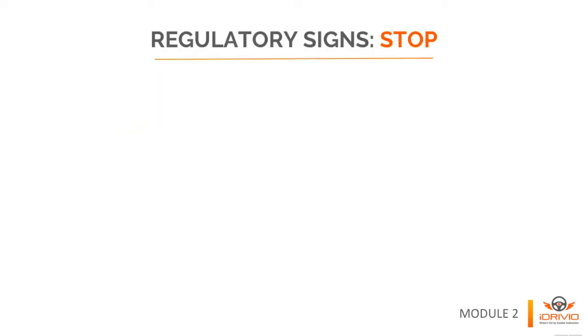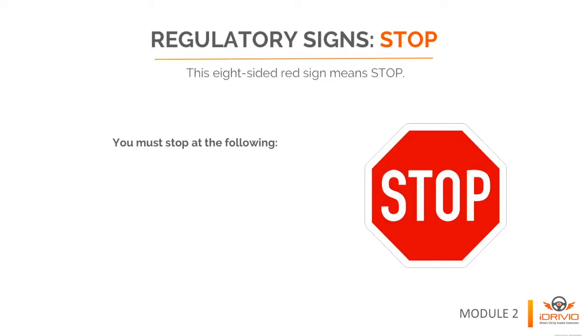This 8-sided red sign means stop. When stopping at a stop sign, there are usually markers painted on the road that indicate where you should stop. The first one is called the stop line. This is a thick white line painted across your lane several feet before the crosswalk. If there is no stop line, you must stop before reaching the second marker, which is the crosswalk.